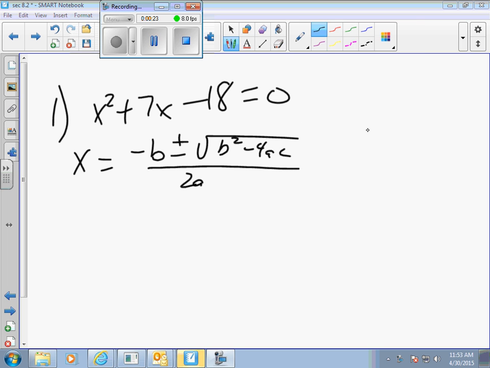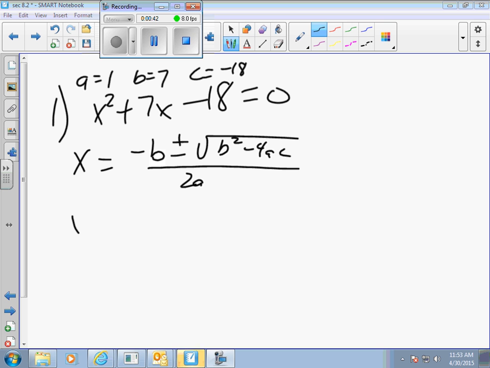Now we know that the coefficient in front of our x squared is our a, so in this case, because there's no number there, it's 1. Our b is the number in front of x, which is 7, and our c is the number that's by itself, negative 18. Make sure you bring the negative sign with it.